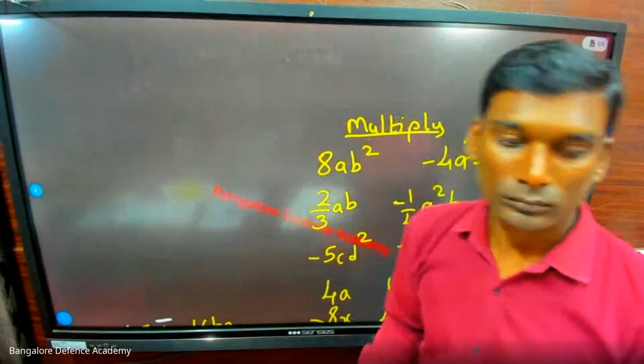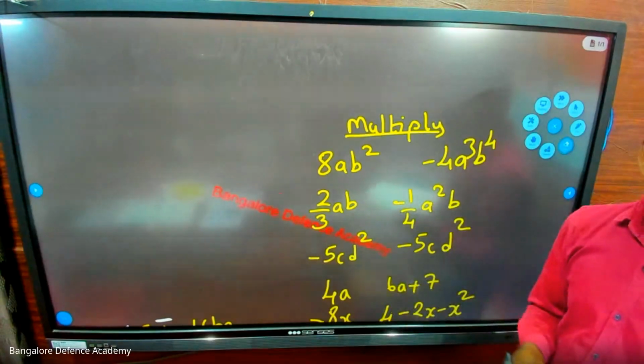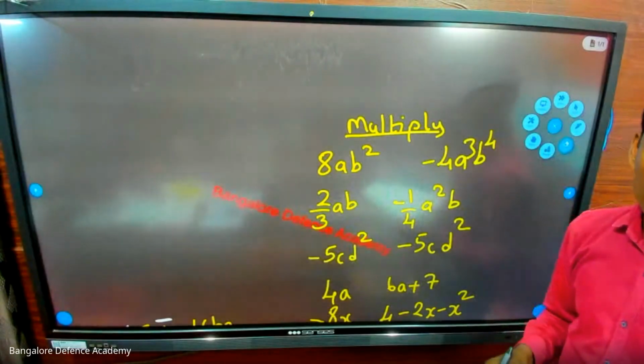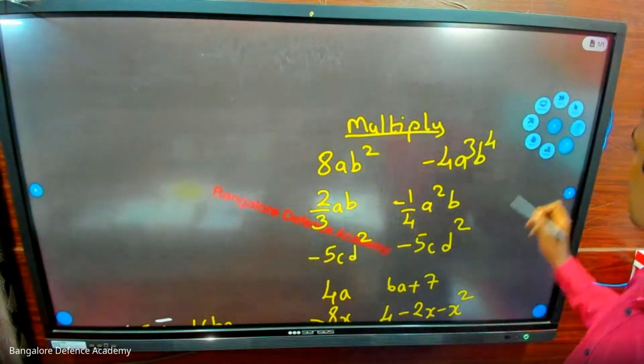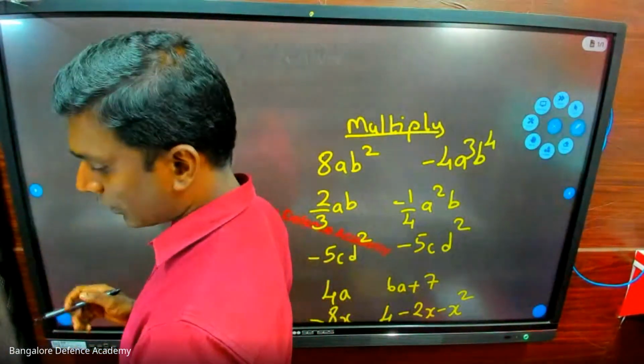Sir, mereko answer 24 hai. Sir, abhi AB. You have to write AB. You can write AB also or BA also. Your wish. You understand? Samajh mein aaya? Yes. Okay. Next, lelo. You can go.